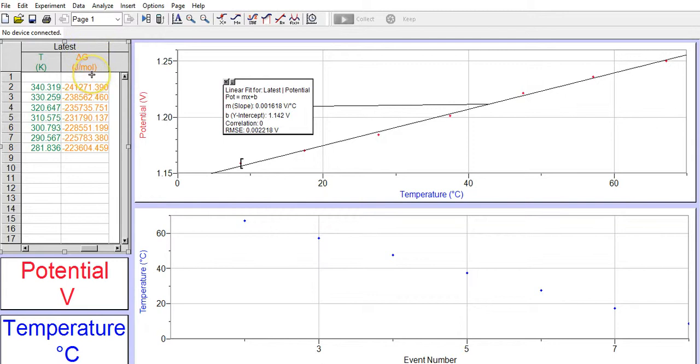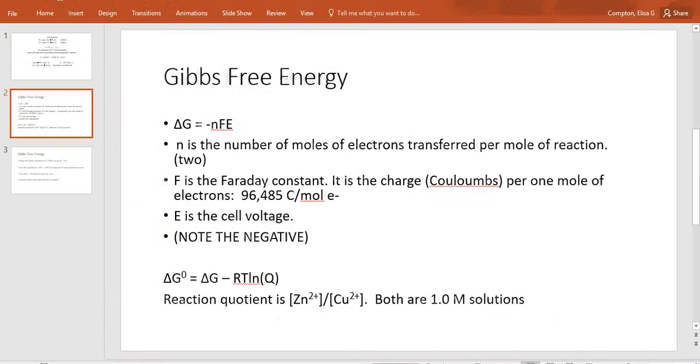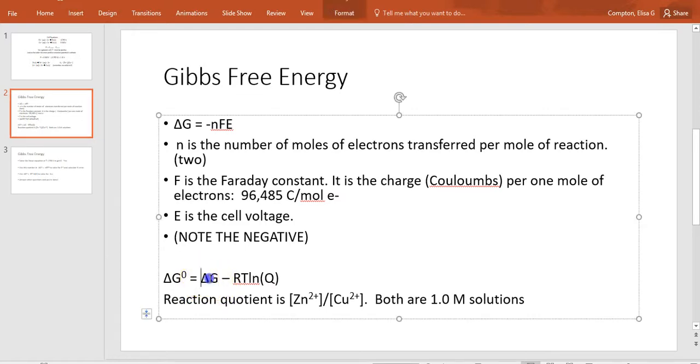So now I have the Gibbs free energy for each point. The next thing that it said it wanted you to calculate was the standard Gibbs free energy at each point. Well, the standard Gibbs free energy is given by the Gibbs free energy you calculate, minus R, that's that 8.314 joules per kmol, times the temperature in Kelvin, times the natural log of the reaction quotient, Q.